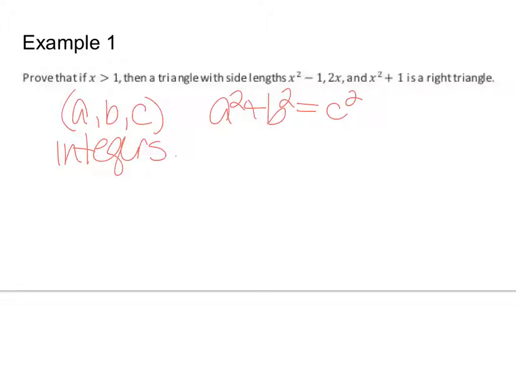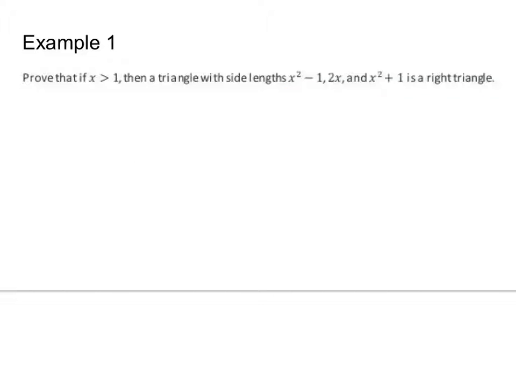Okay, so let me erase that so we have room to work on example 1. Let's get a picture here. Prove that if x is greater than 1, then a triangle with side lengths x squared minus 1, 2x, and x squared plus 1 is a right triangle.